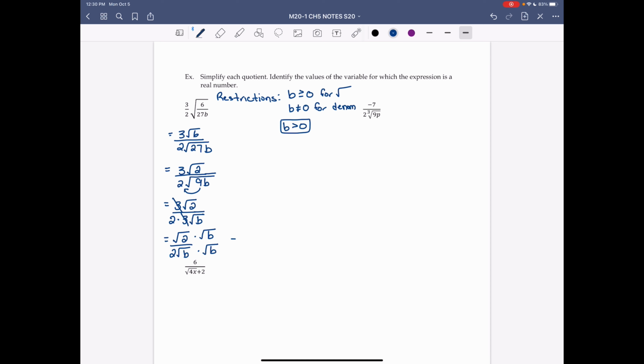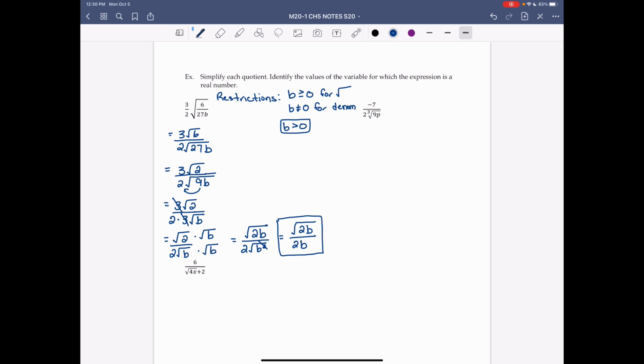Then we get root 2b on top over 2 times the square root of b squared. And then square root and square undo each other, so we get square root 2b over 2b with no square root. And then we can't simplify the square root of 2b. We can't reduce any coefficients or radicals, so this is our final answer.